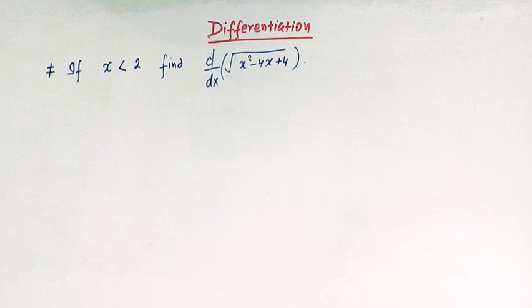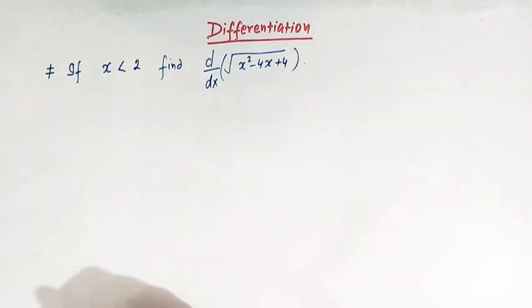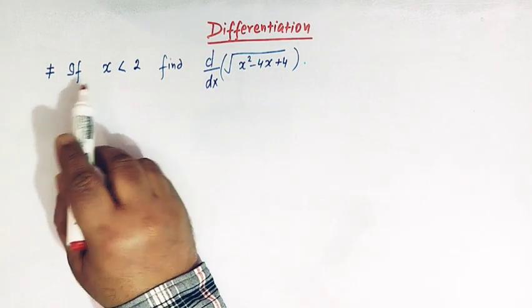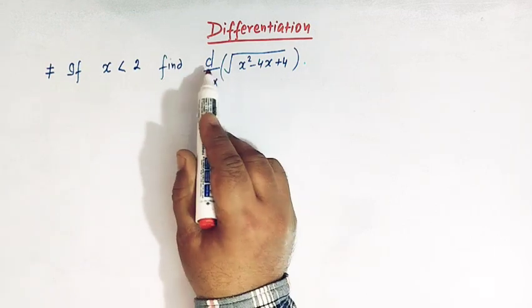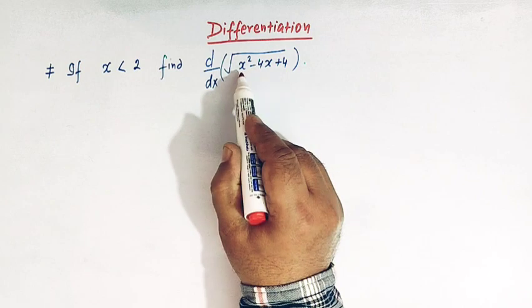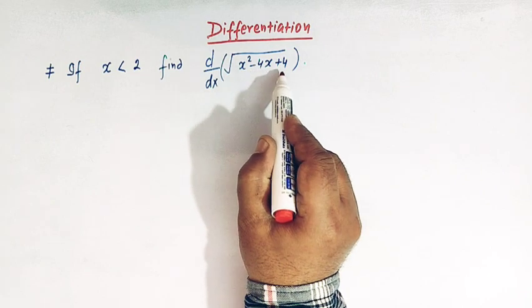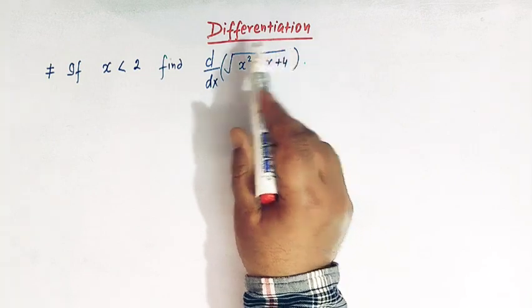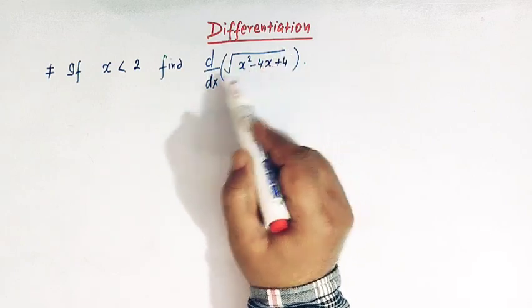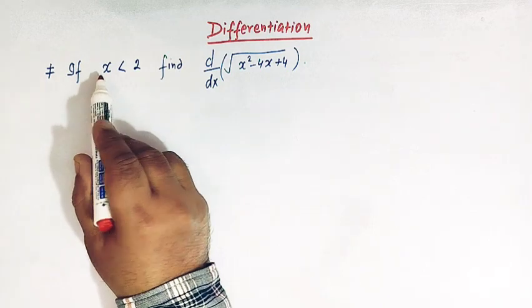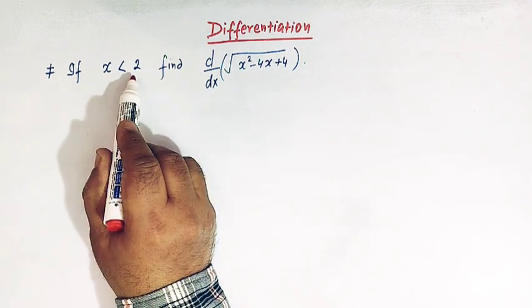Now let us first read out the problem. Here we have x less than 2, and we have to find the derivative of the square root of x square minus 4x plus 4. So we have to differentiate this function with respect to x when x is less than 2.